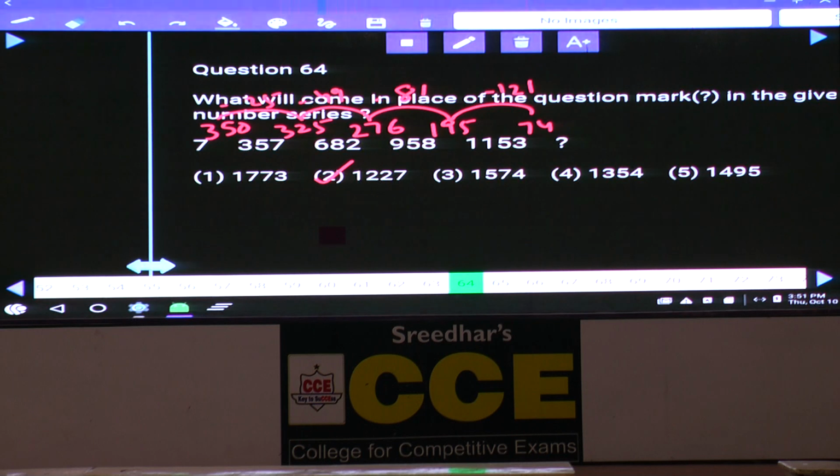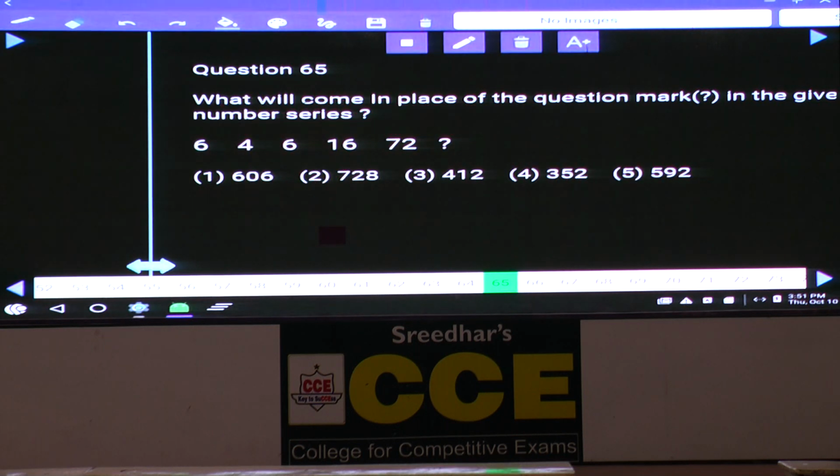Clear? And this is about question number 64. Then 65, 6, 4, 6, 16, 72. Now 6 and 4. 6 into 0.5 is 3, plus 1 is 4, into 0.5 plus 1. Next one 4 and 6. Now 4 into 1 plus 2. Now here 0.5, 1 into 2 plus 4, 0.5 into 2 is 1, 1 into 2 is 2, 2 into 2 is 4. 16 into 4, 64. And 64 plus how much?